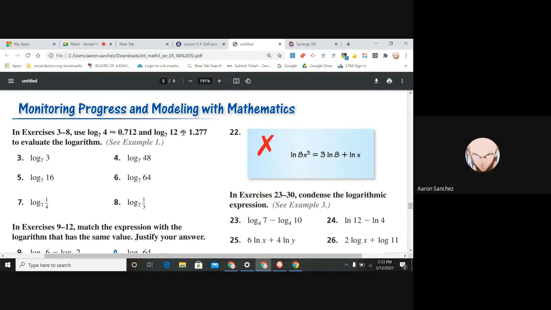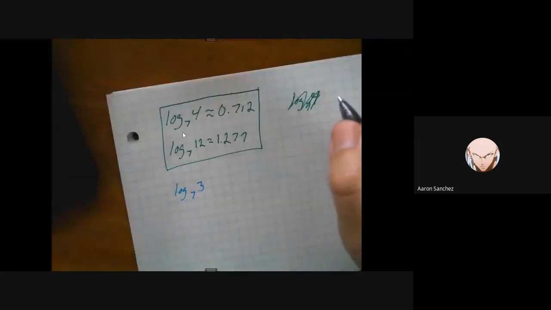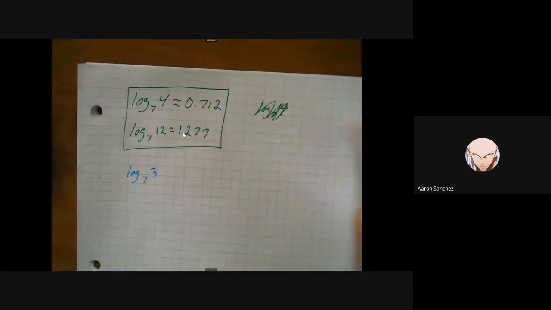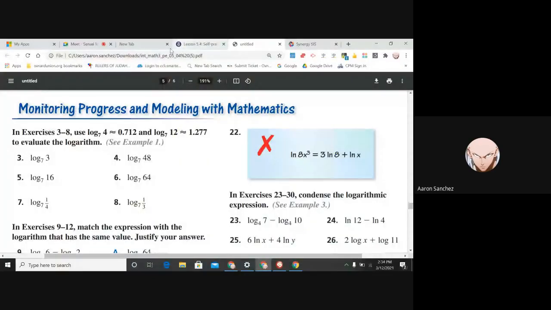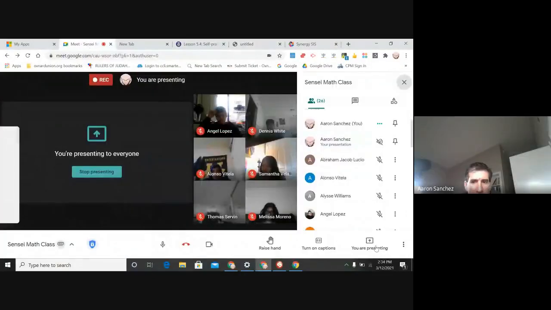Now, with all that, they're saying, what is the log base 7 of 3? Okay, well, we can use the quotient rule for this. Am I recording? Should I record this? I'm going to record this.